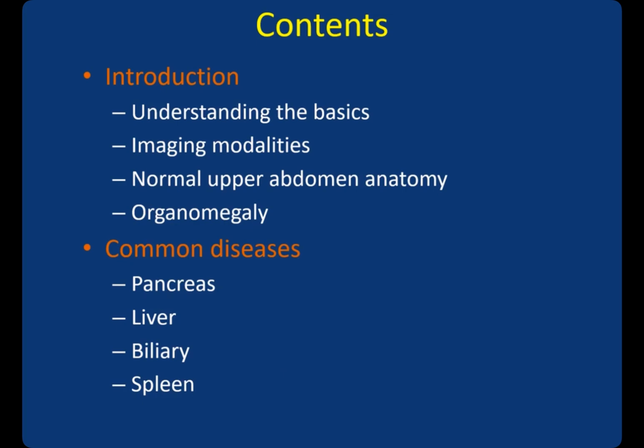The contents of this lesson contain two major parts. The first part is the introduction of the upper abdomen, including the basics, imaging modalities, normal upper abdomen anatomy, and organomegaly. The second part is about the common diseases of the upper abdomen organs, including pancreas, liver, biliary, and spleen.